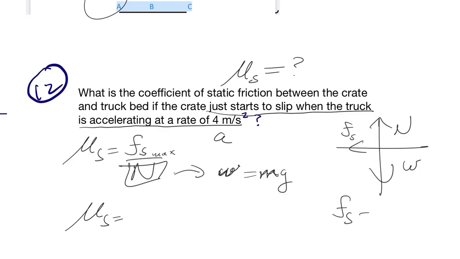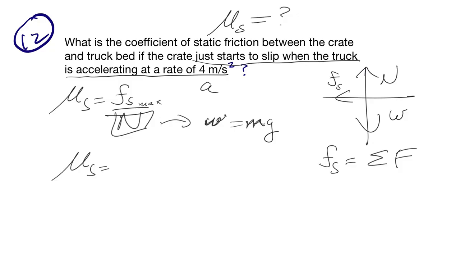This static friction is also the net force, because N and W, the normal force and weight, cancel out. So I'm stuck with that. But I also know that the net force is equal to MA. Do I have the mass of the box? No, I don't. So it's M times 4. 4M is the net force.